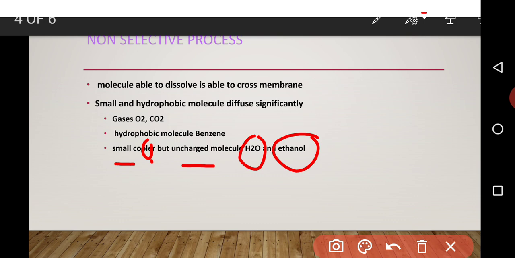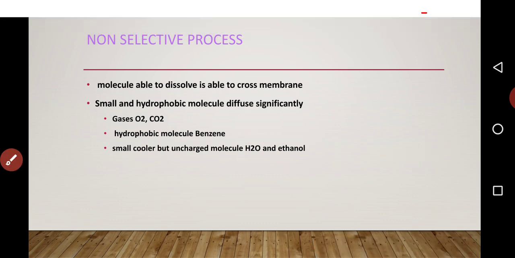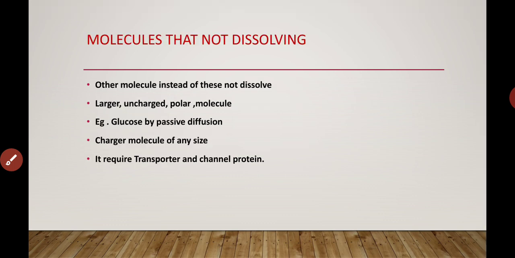Now, next are the molecules that do not dissolve. We have seen that gases diffuse through the plasma membrane, hydrophobic molecules diffuse through the plasma membrane, and small polar molecules diffuse through the plasma membrane. Now which molecules remain that do not dissolve in the plasma membrane? There are other biological molecules that are unable to dissolve in the hydrophobic interior of the bilayer.